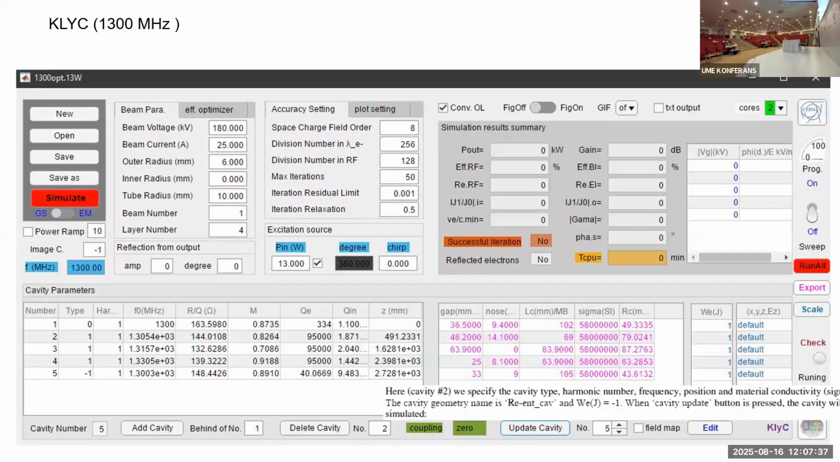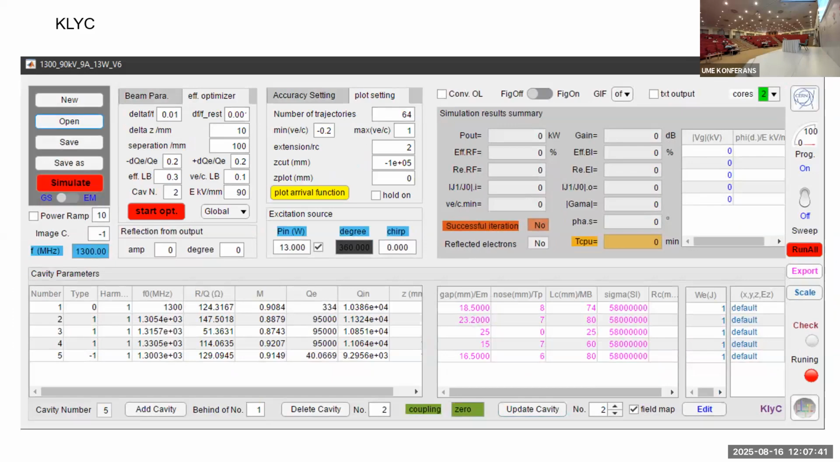Anyone complicated? Hey, let's go further. Why do you put this one? Yeah.